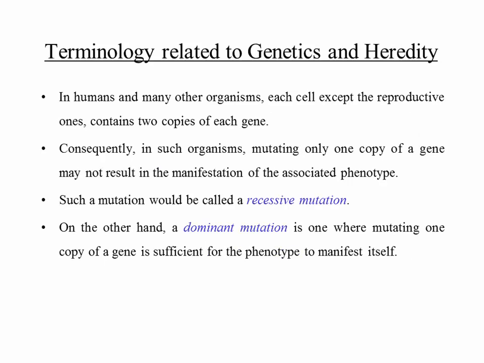So a few more terms. Now if you look at humans and many other organisms, each cell except the reproductive ones contains 2 copies of each gene. So except the egg and the sperm, all the cells in a human being contain 2 copies of each gene because we are diploid organisms. Diploid means we have 2 copies of each gene, right? So consequently, in such organisms, if you mutate only 1 copy of a gene, that may not result in the manifestation of the associated phenotype.